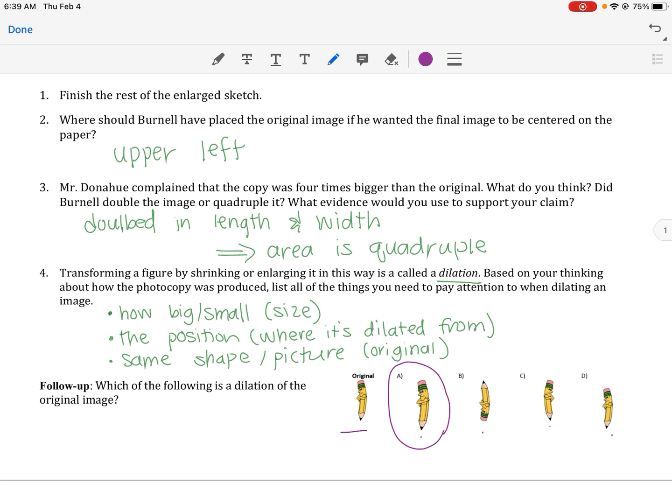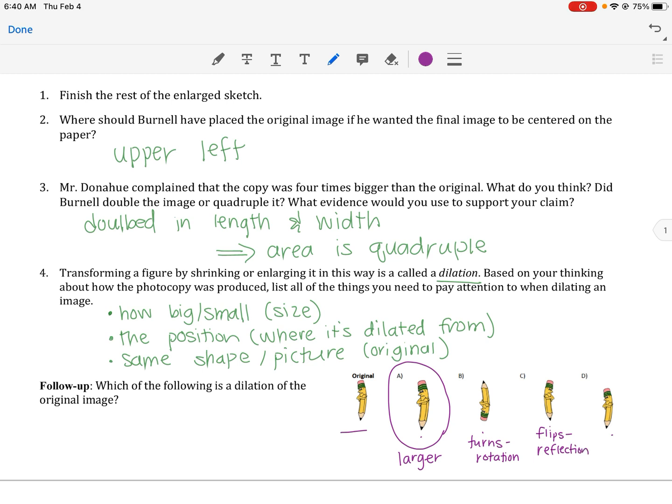So it looks like it got slightly larger, but it stayed the same shape and size. You notice this next one kind of turned. So if it turns, that's called a rotation. This next one flips, which is called a reflection.